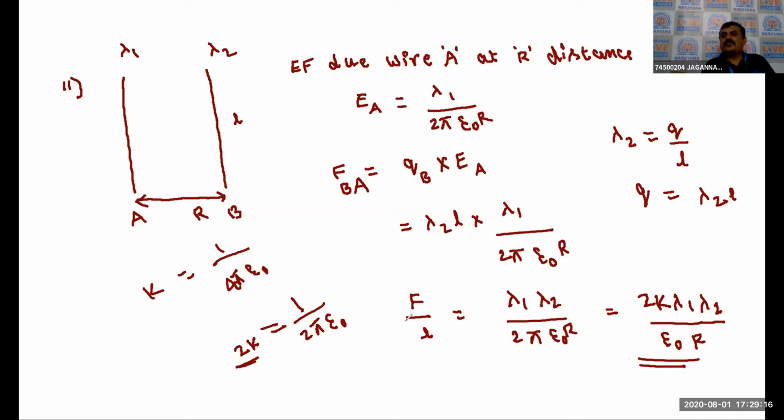Not only that, the same force is also experienced by A due to the electric field of B. The same force experienced by the charged wire B is experienced by A due to the electric field of B. Here we are getting the positive, no? So they have an attractive force. Here in this case they have an attractive force.